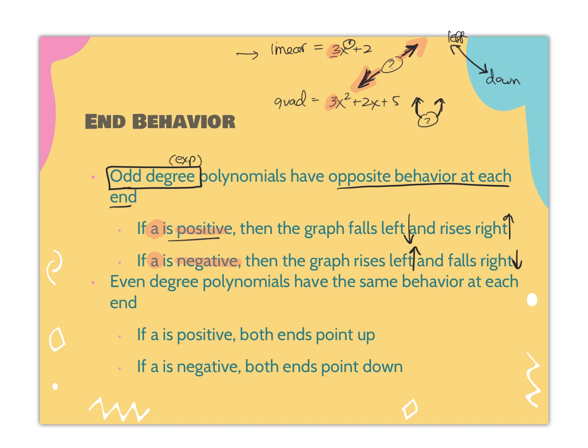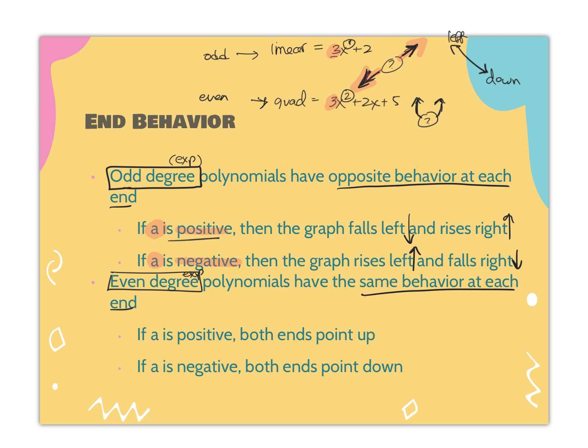So again, think of a linear function when you think of odd functions, and think about what happens with the ends. Now, in an even degree polynomial, that means the exponent of the first term is even. So that's like a quadratic. That's like what I drew up here. This is an even, okay? So this one's odd and this one's even, okay? And in an even one, what's interesting is that the ends go in the same direction. So the ends are going to go both up or both down.